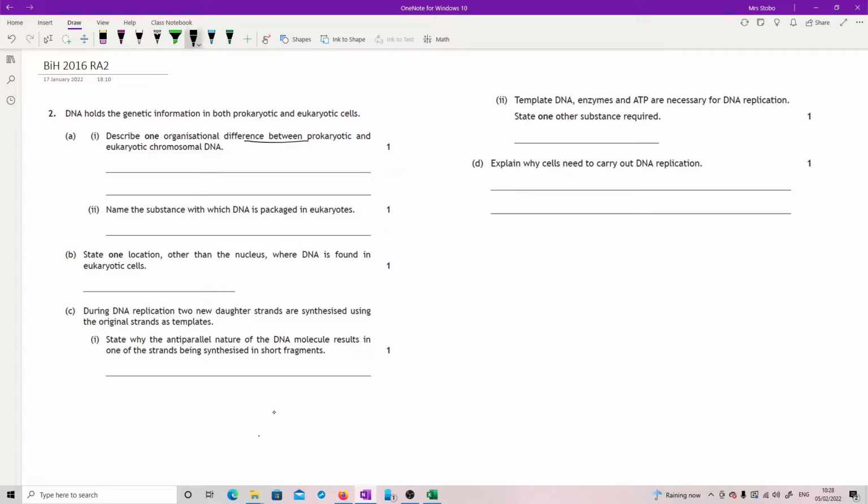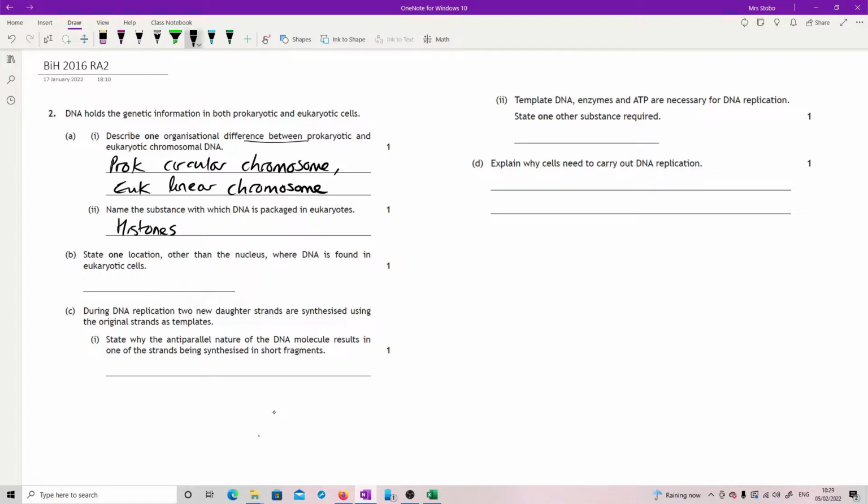So both of them. So what you need to say is that prokaryote is a circular chromosome and eukaryote are linear. Pretty much the only way you can go with this. There isn't anything extra. Okay. Name the substance with which DNA is packaged in eukaryotes. That's histones.